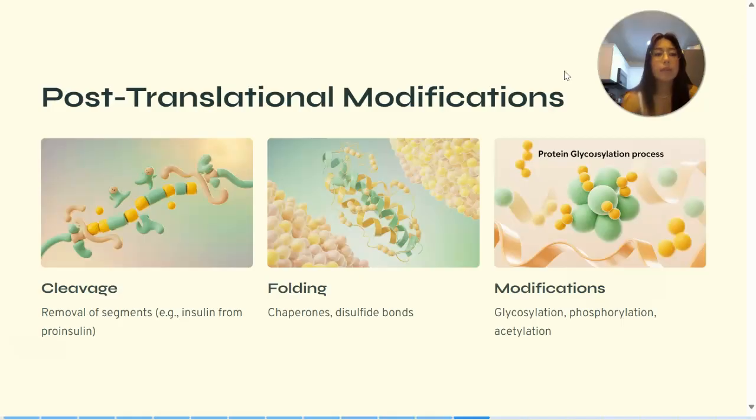After synthesis, many proteins undergo post-translational modifications to become fully functional. These include cleavage, phosphorylation, acetylation, and glycosylation. PTMs influence protein folding, stability, activity, and localization. For instance, phosphorylation can activate enzymes, while glycosylation affects protein trafficking. Defects in PTMs are linked to diseases such as cancer and diabetes.